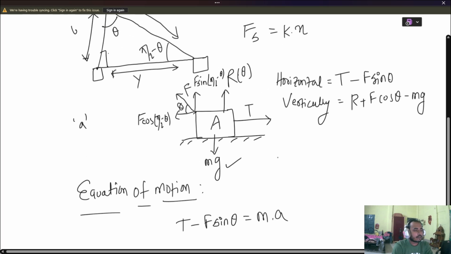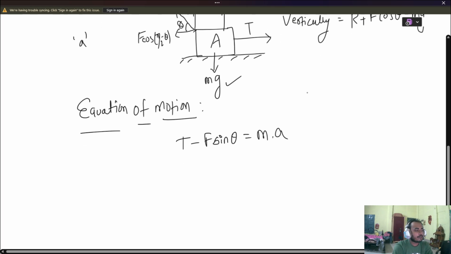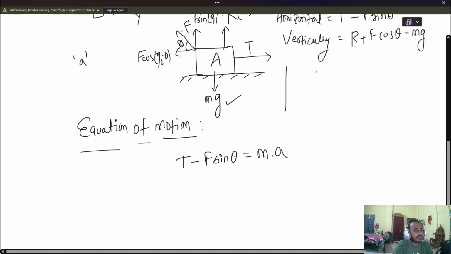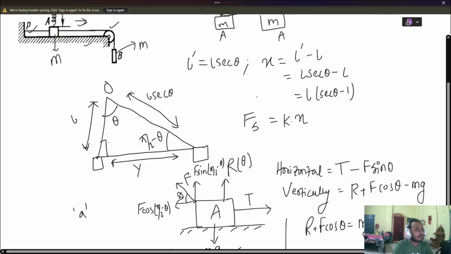Now, since we have done this, we are also going to understand that the vertical forces are equal. That means we can also conclude this R plus F cos theta is equal to mg. Okay, R plus F cos theta is equal to mg. This is also something we have.